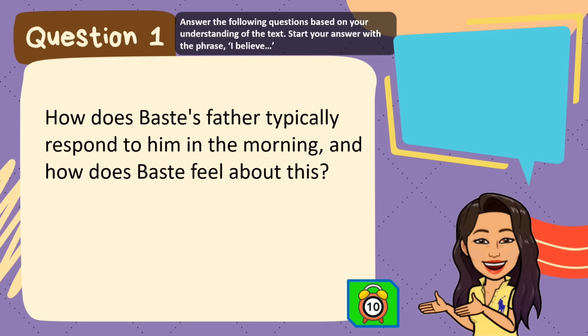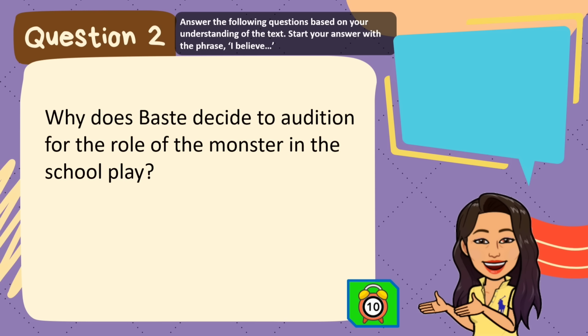How does Bastet's father typically respond to him in the morning? And how does Bastet feel about this? Question number 2. Why does Bastet decide to audition for the role of the monster in the school play?